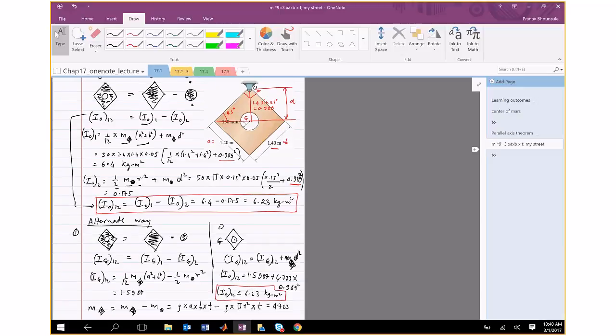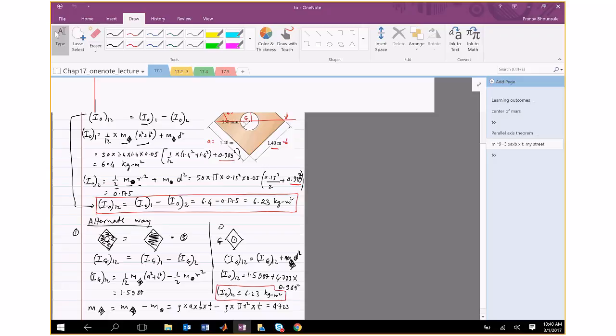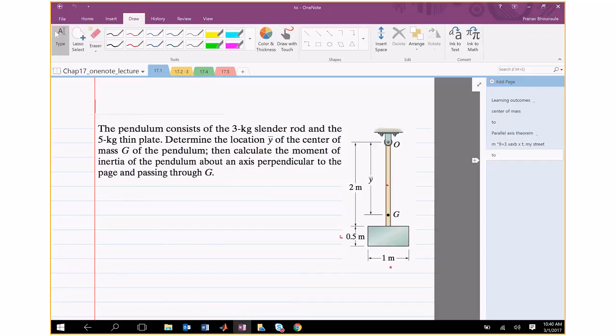Okay, a problem on center of mass and then finding the inertia. A pendulum consists of a 3 kg slender rod, so this is 3 kilogram, and a 5 kg thin plate, so this is 5 kg. Find the location of the center of mass G. So this is unknown.